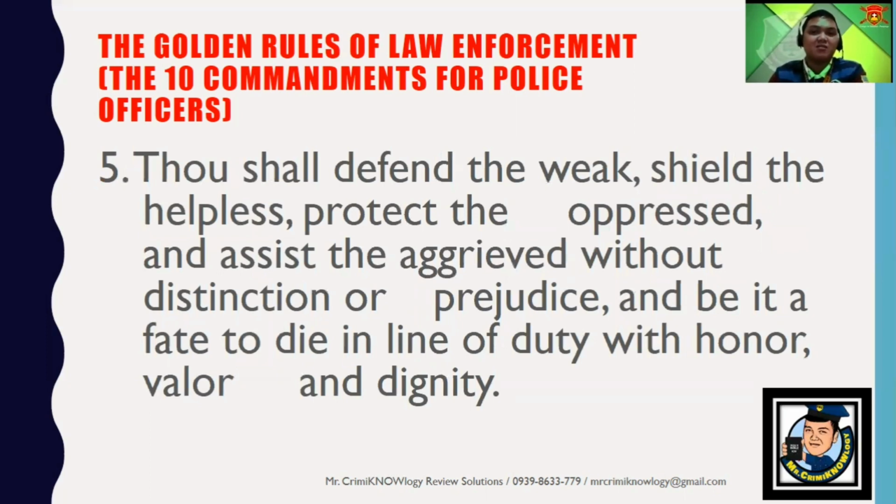Number five, thou shalt defend the weak, shield the helpless, protect the oppressed, and assist the aggrieved without distinction or prejudice, and be it a fate to die in line of duty with honor, valor, and dignity. So they are the defender of the weak, the shield of the helpless, the protector of the oppressed, and the one giving assistance to the aggrieved, regardless of their status. So it is an honor for a police officer to die in the line of duty with honor, valor, and dignity.